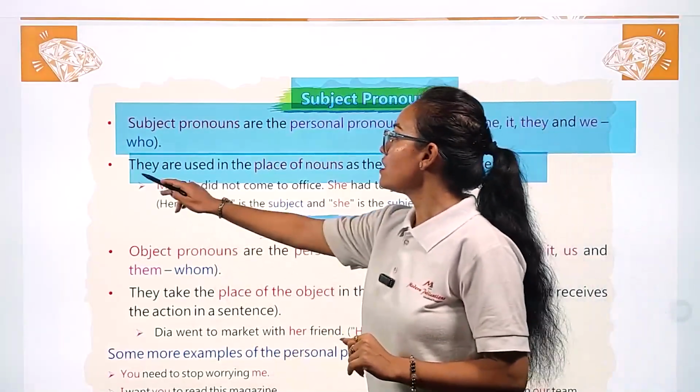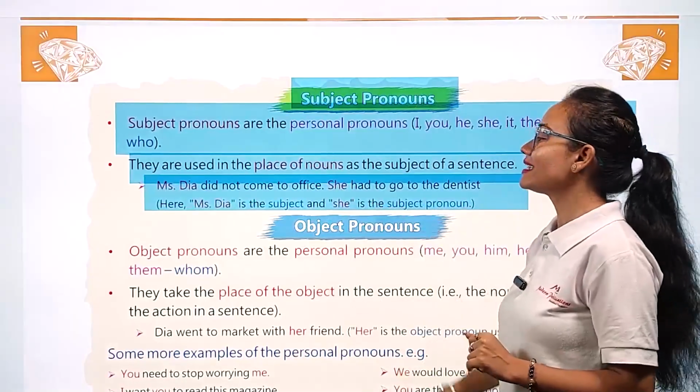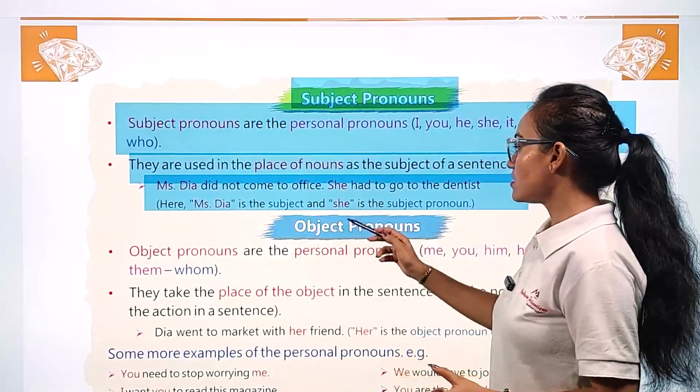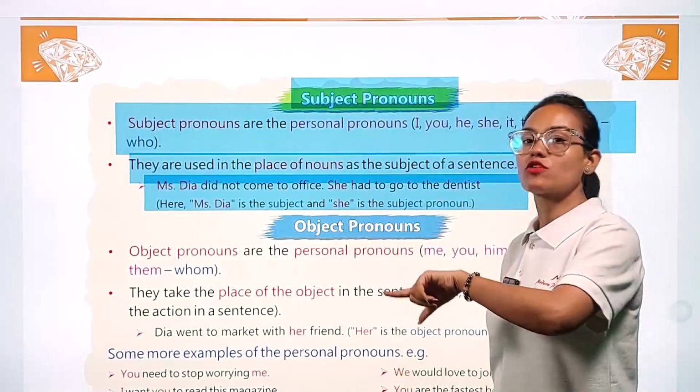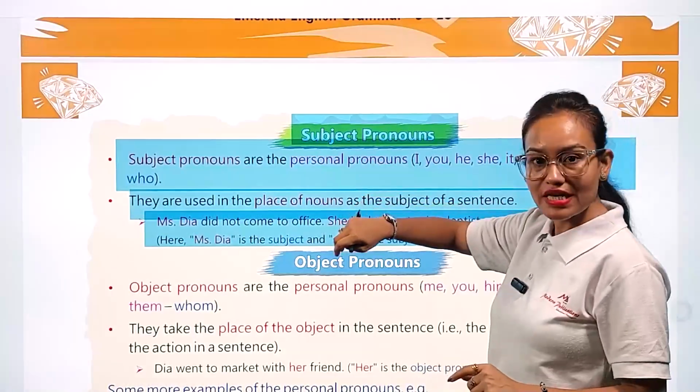Example, you can see, Miss Dia did not come to office. She had to go to the dentist. Here, Miss Dia is the subject of the sentence and she is the subject pronoun. So this is all about our subject pronoun.